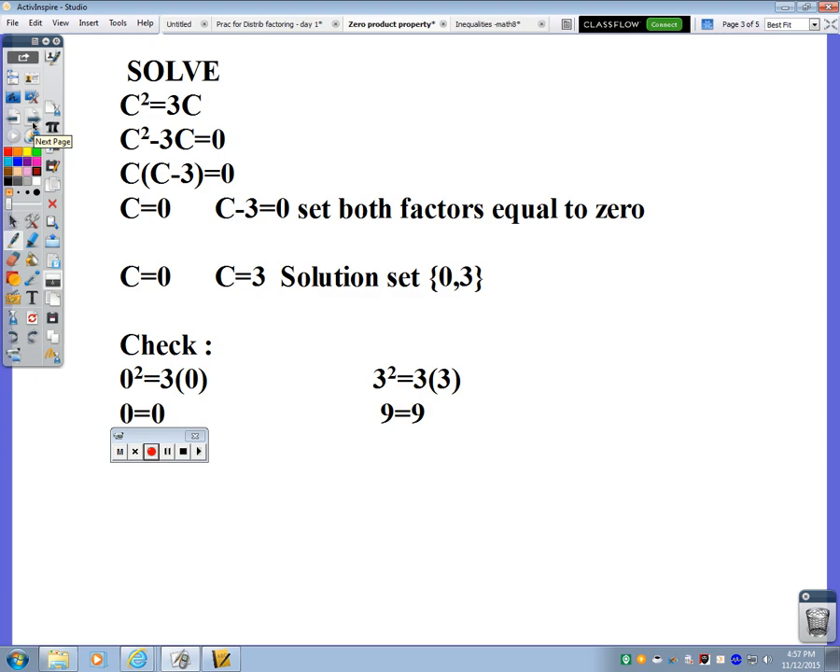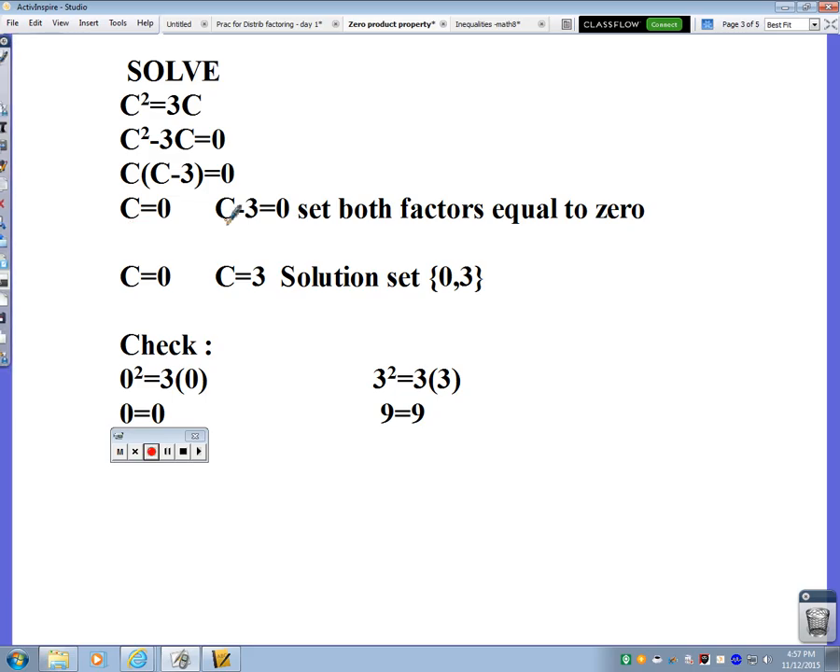So when we're given an equation like c squared equals 3c, we need to make it equal to 0 because that's the way the zero product property works. And so c squared minus 3c is equal to 0. You factor out your greatest common factor, which is c, c times (c minus 3) equals 0. Now we set each factor equal to 0. So c is equal to 0, and c minus 3 is equal to 0. Our solution set is 0 and 3.